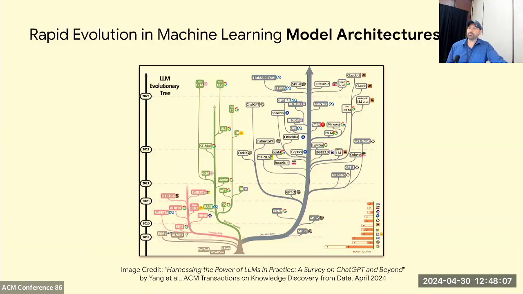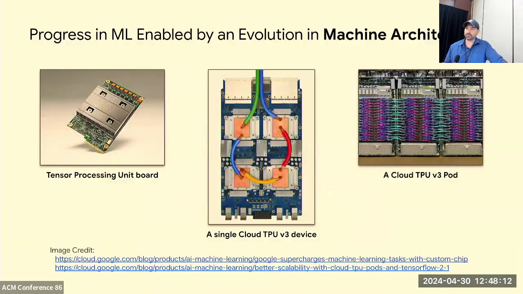But of course, this Cambrian explosion in model architectures would not be possible if not for the corresponding evolution in machine architectures, whether it be TPUs like the ones you see here from Google or GPUs. Just a couple of weeks ago, I think Meta announced the 5-nanometer version of their MTIA chip. So this is a really exciting time to be alive.